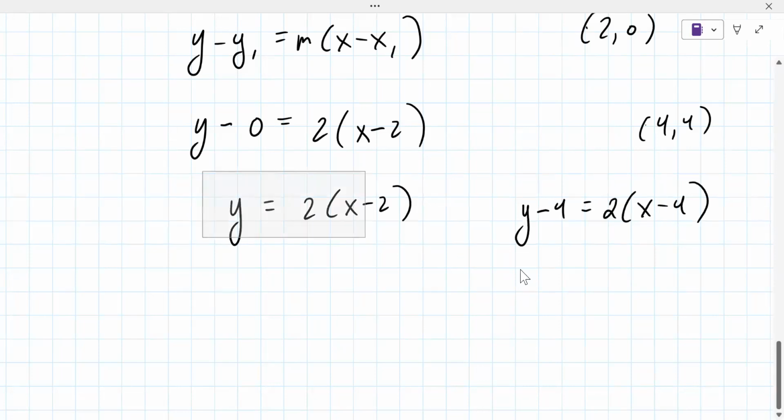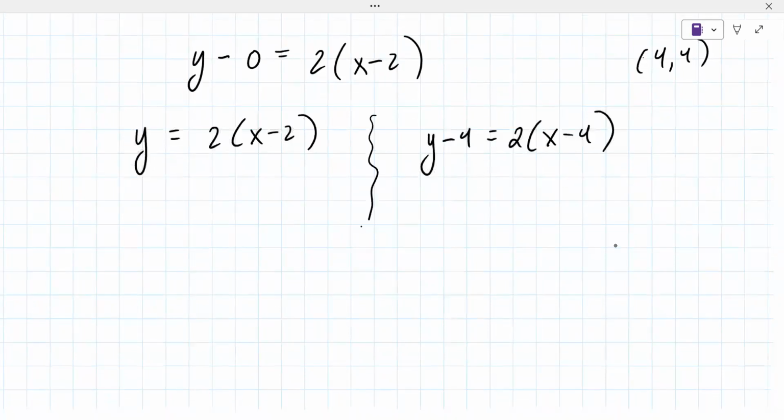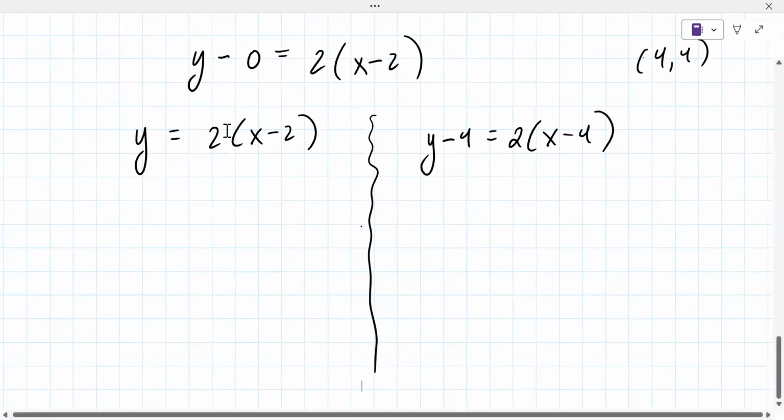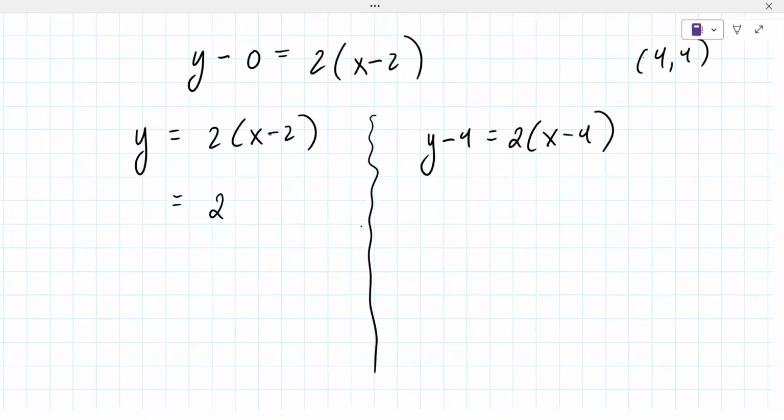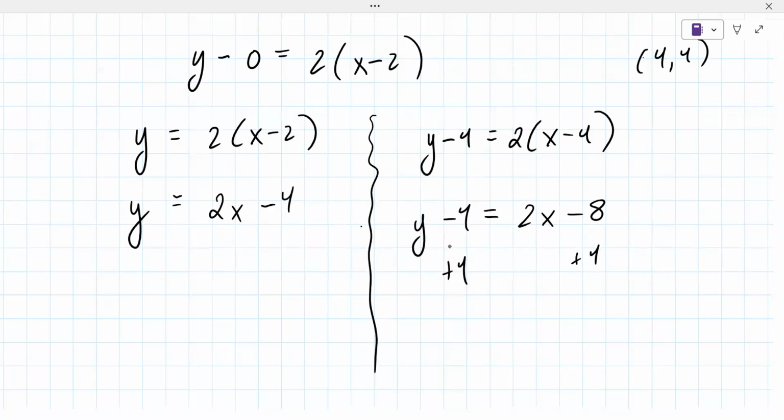Okay, so here's how you actually prove that these are the same. That's what we're going to do next. You actually solve for y. Now, on the left, it's already solved for y, but on the right you've still got this parentheses. So what it really means is you have to distribute in and solve for y. On the right here, you get 2x minus 8. What do I do on this right equation to solve for y? How do I undo this subtraction by 4? You add 4. So now it becomes y equals 2x minus 4.